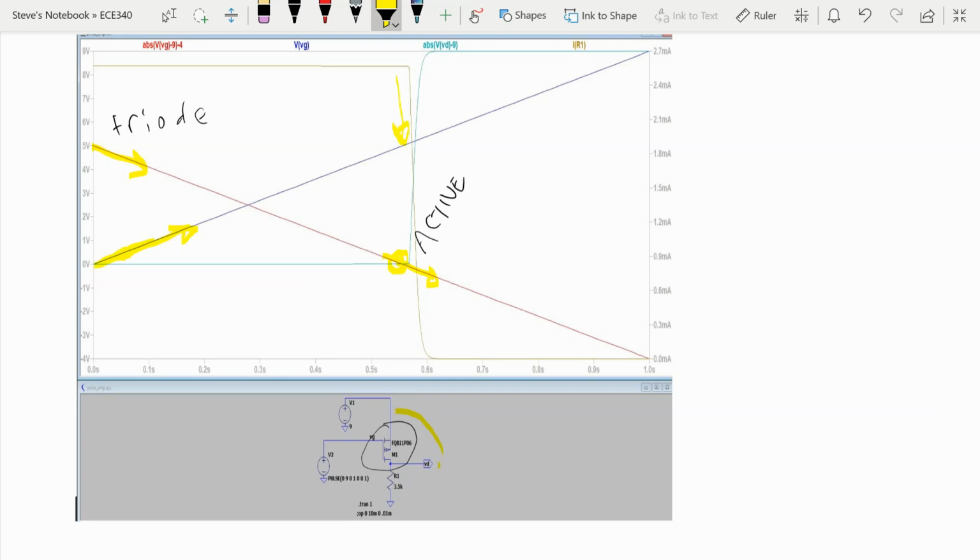This point right here is when we cross 0. So this is my threshold, which means that once I cross threshold, now I'm in cutoff. And when I'm in cutoff, there's no current. If there's no current, then my drain to source voltage is just going to be the 9 volts.